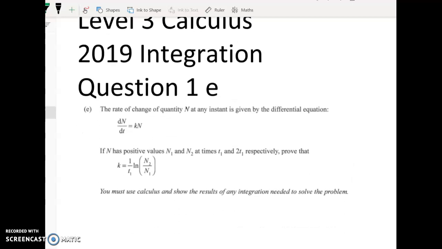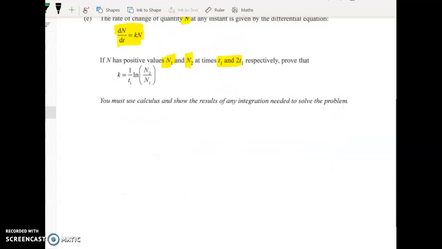The rate of change of quantity n at any instant is given by the DE. In other words, the rate of change is proportional to the current level of the thing, so it might be the population or something like that. And if n has positive values, n1 and n2, at times t1 and 2t1 respectively, prove that k is equal to this.